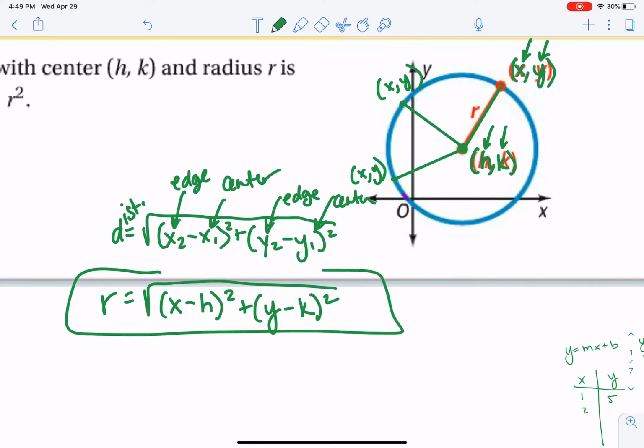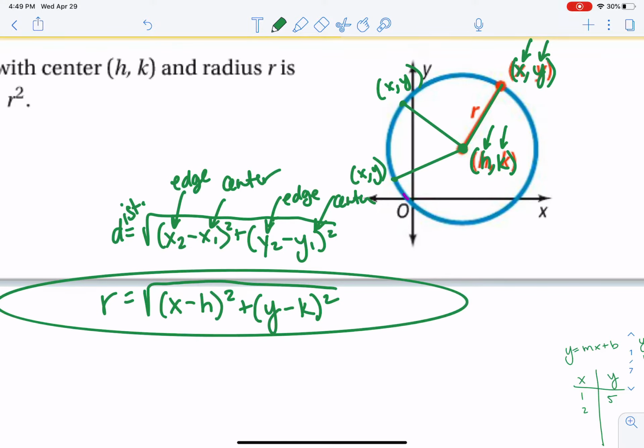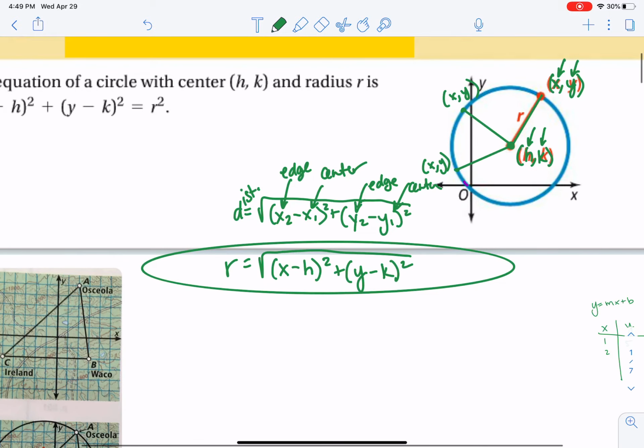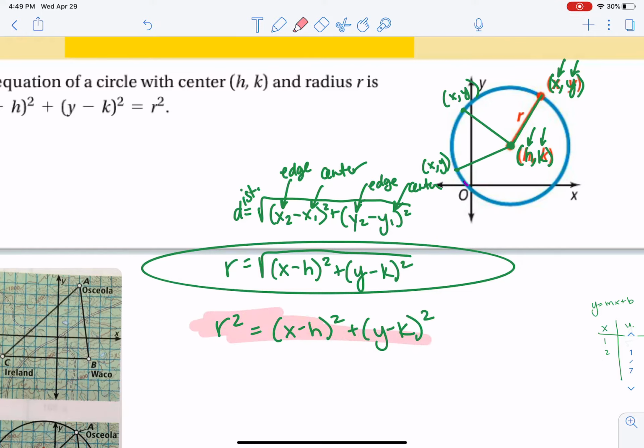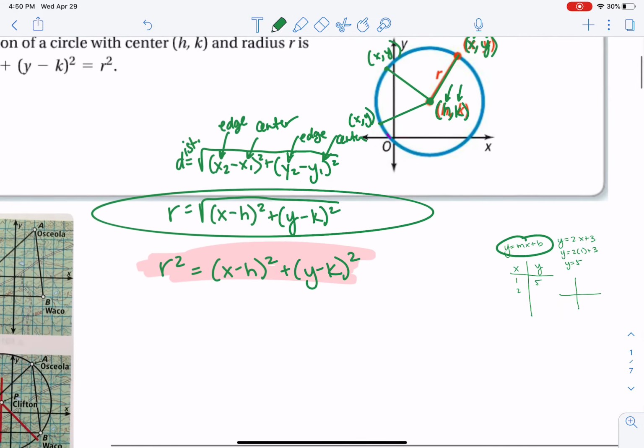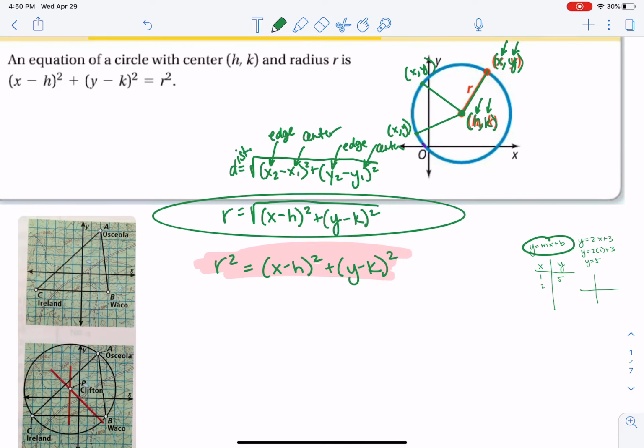It is the distance from the center to the edge. Some people leave it like that. Some people square both sides and write it like this, so they don't have to have that big old square root. So either way works. I think the one that I highlighted in pink is what I tend to see more often. So that is the distance from the center of a circle to an edge. You've seen y equals mx plus b for the equation of a line. This is our equation for the distance from the center to the edge of the circle.